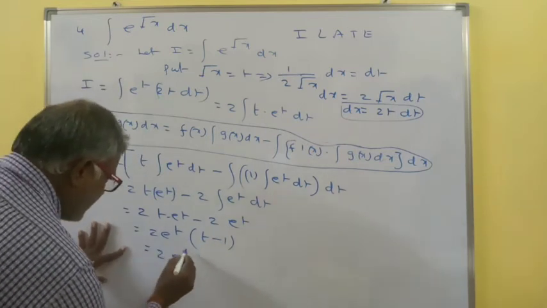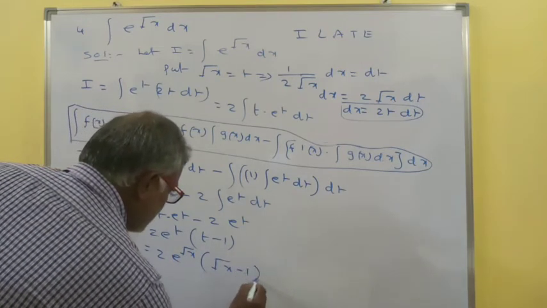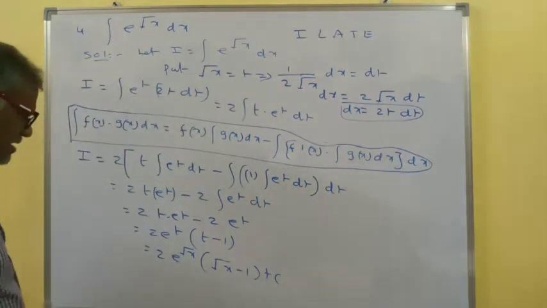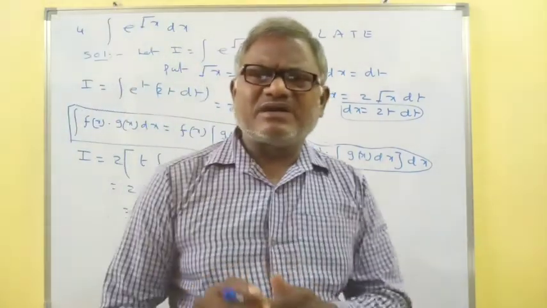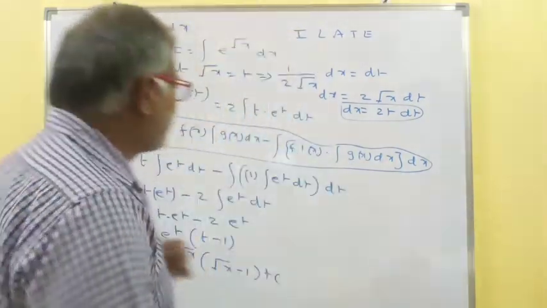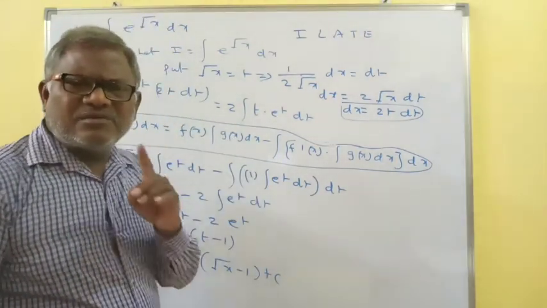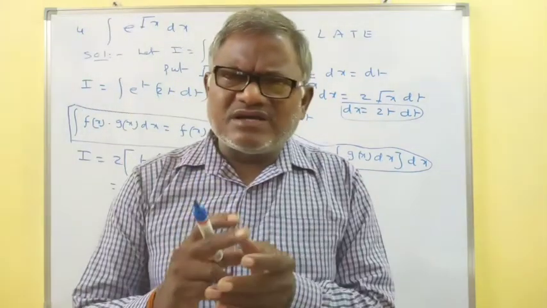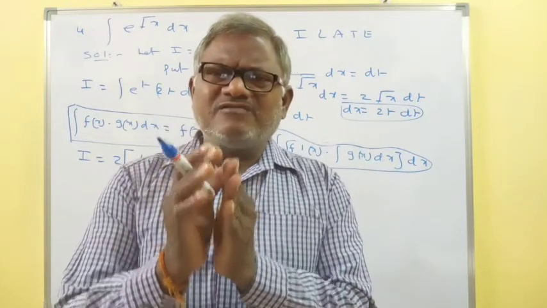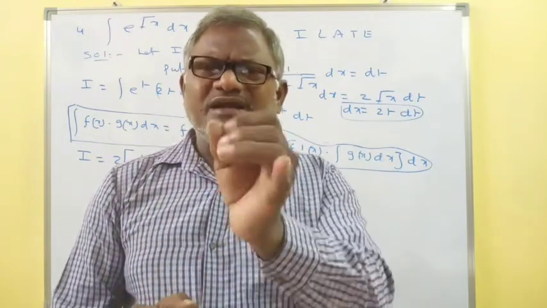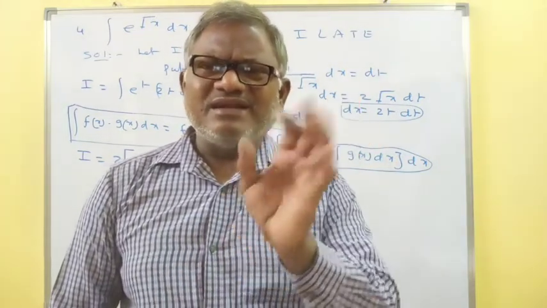So 2 into t means root x, t means root x. Okay. So you have no need to write f of x and g of x separately. If you know it thoroughly, you can directly write down this integral value. Remember, always for the first function you should find the derivative, whereas for the second one you should find the integral value. First one derivative, second one integral.